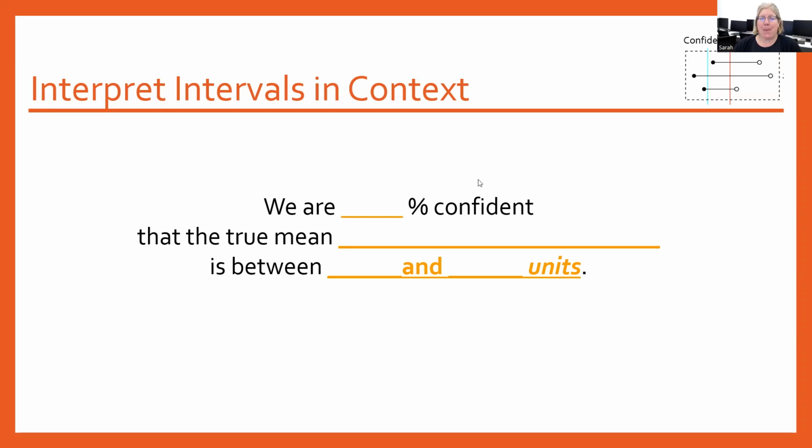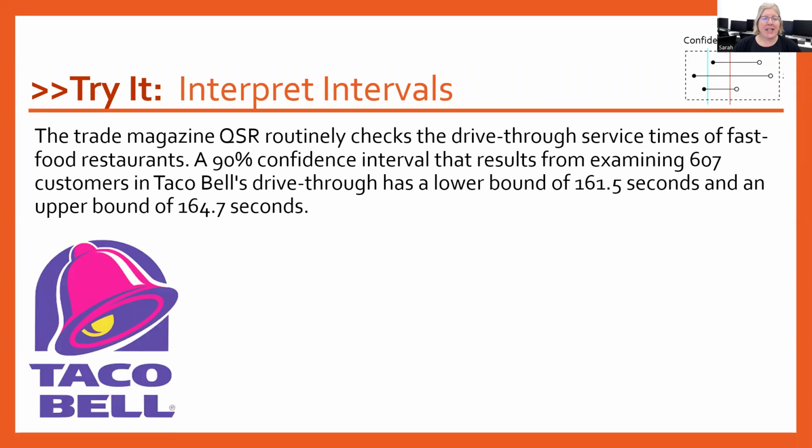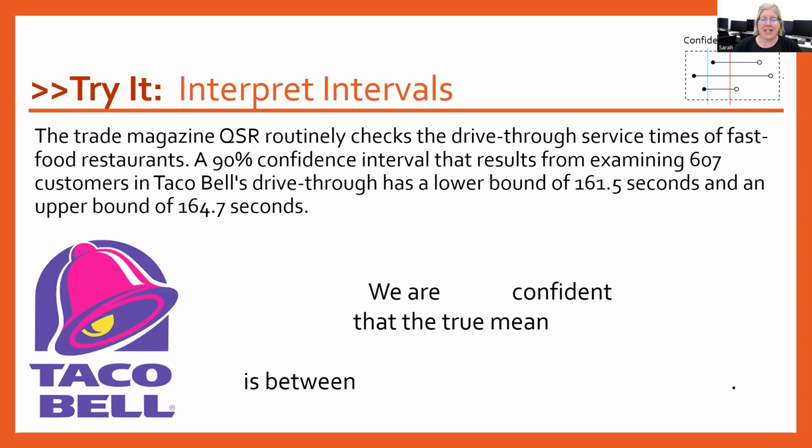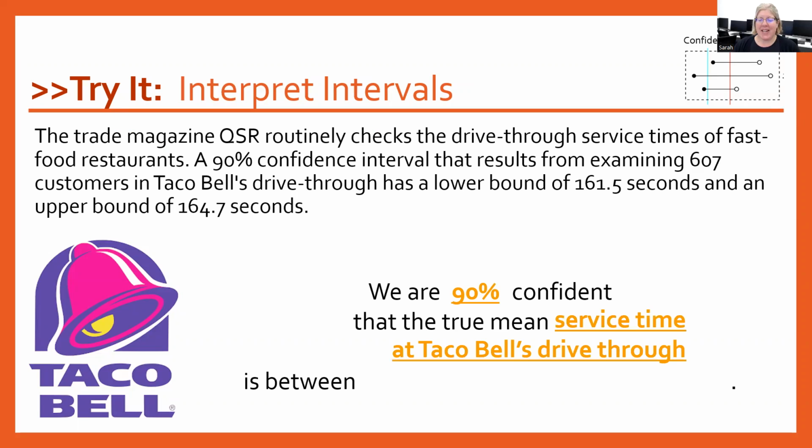All right, so let's look at an example where we're given this information and we need to pull it out of the story to fill this sentence in. So the trade magazine QSR routinely checks the drive-through service times of fast food restaurants. A 90% confidence interval that results from examining 607 customers in Taco Bell's drive-through has a lower bound of 161.5 seconds and an upper bound of 164.7 seconds. So we are 90% confident, so we're getting that 90% from the problem, that the true mean service time at Taco Bell's drive-thru is between 161.5 seconds and 164.7 seconds.